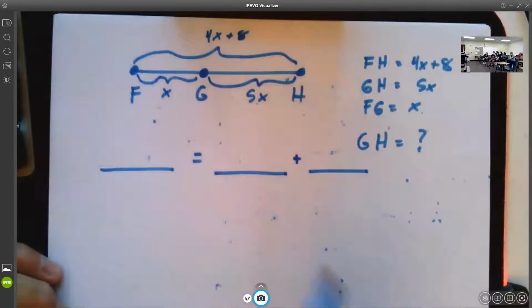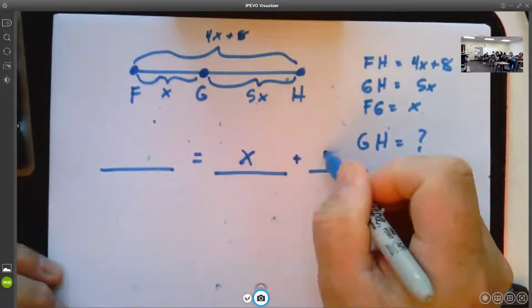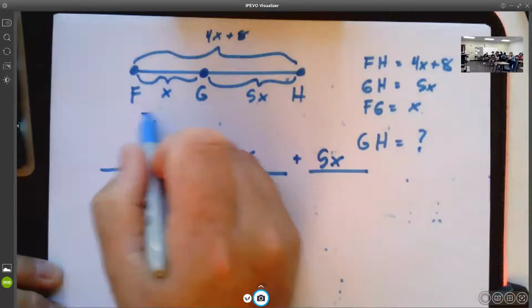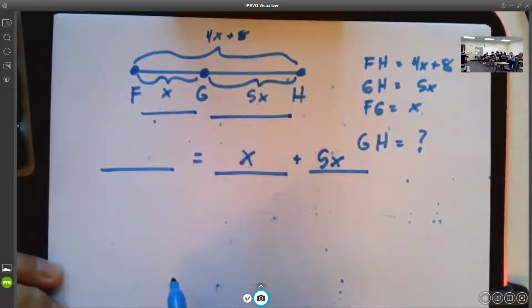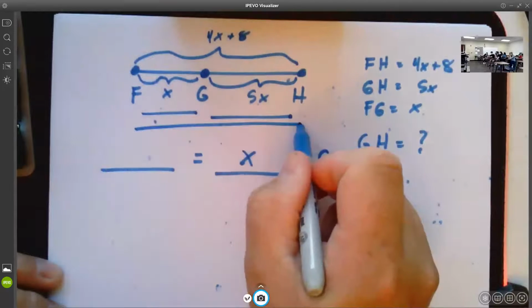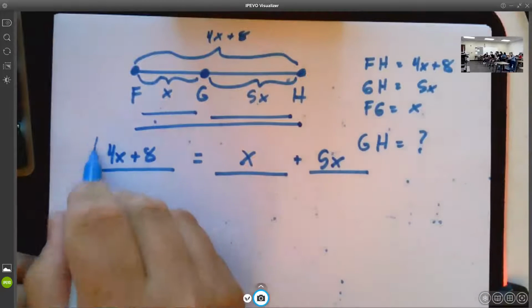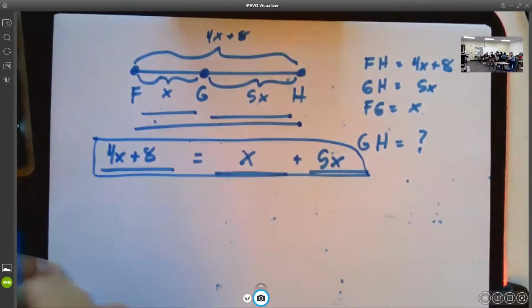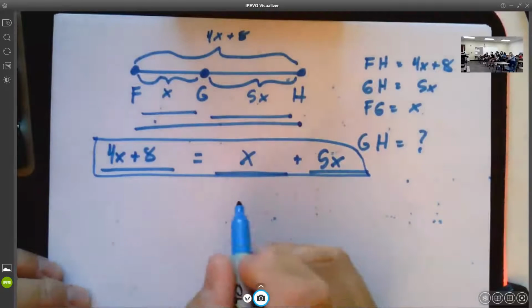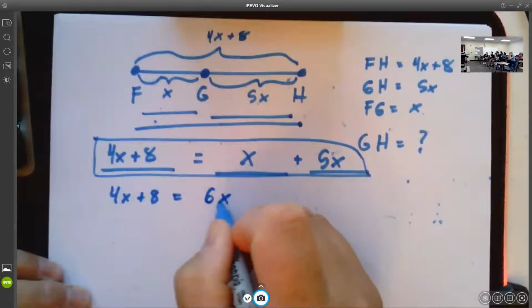X plus 5x, because I got short piece plus short piece, equals what? 4x plus 8. Yeah, the whole long piece. At this point, guys, is this just an algebra problem? Tell me how to solve this. Step equation. Simplify them, is that what I heard? The answer is 8 equals 10x.